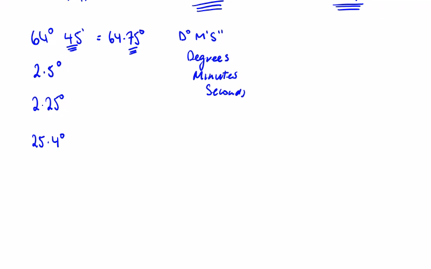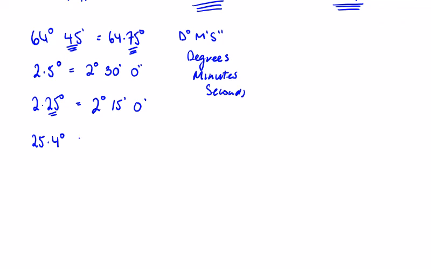If you type into your calculator 2.5 degrees, it's like half an hour. So this time you're converting from degrees to minutes. You're going to get 2 degrees and 30 minutes and 0 seconds. If you type 2.25 in, this is like 1/4 of an hour. So you're going to get 2 degrees, 15 minutes and 0 seconds.